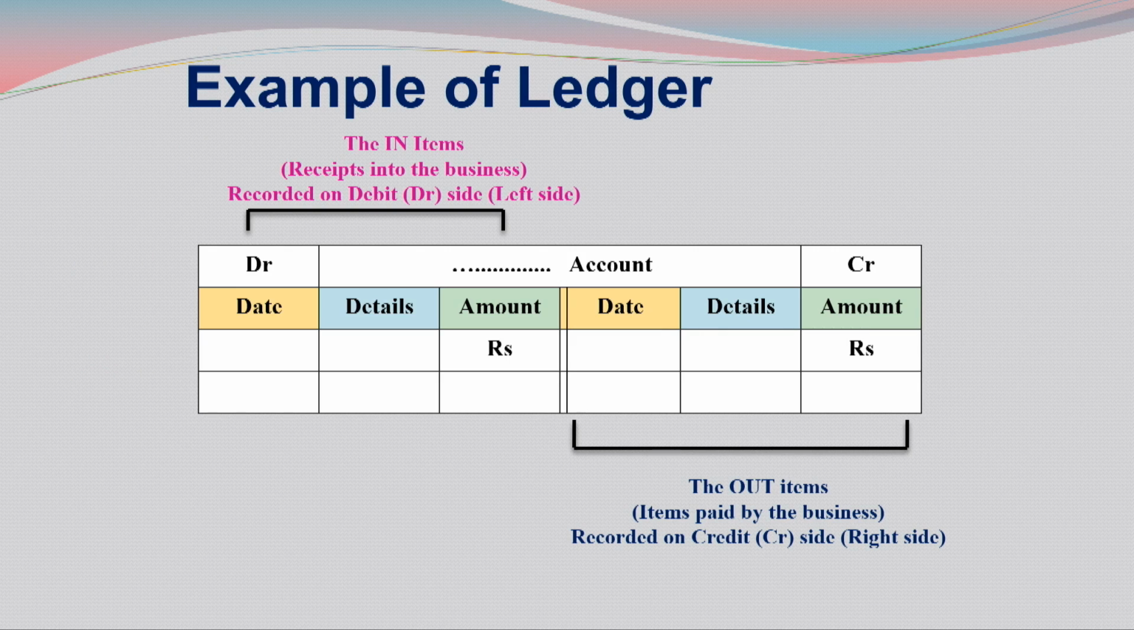This is an example of a ledger. As you can see, there is the right side and the left side. The left side is known as the debit side, and it records all the receipts into the business. On the other hand, the right side is known as the credit side, and it records all the items which are going out of the business.